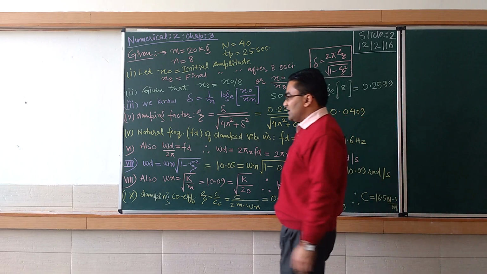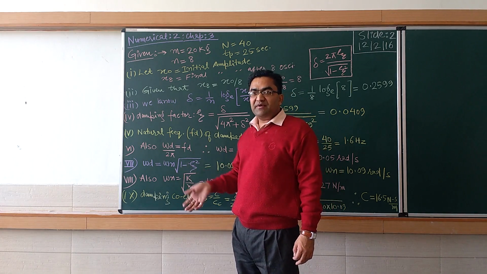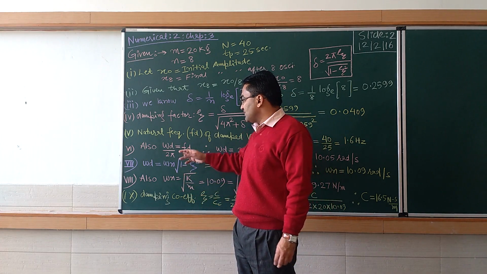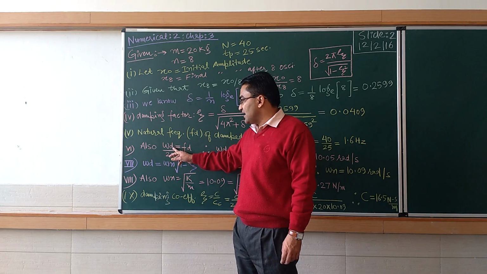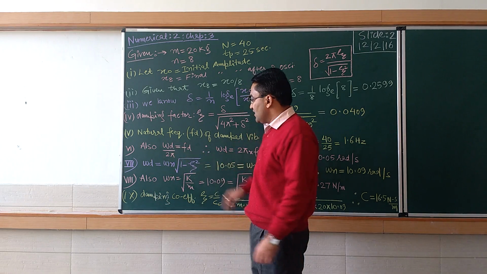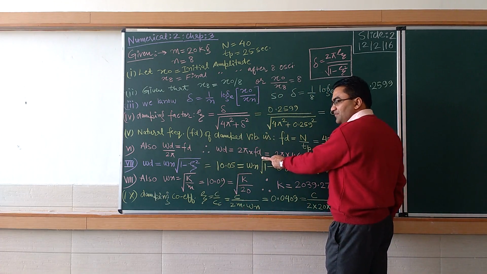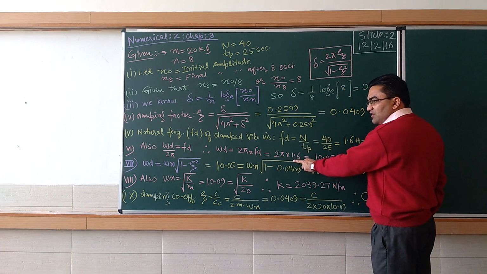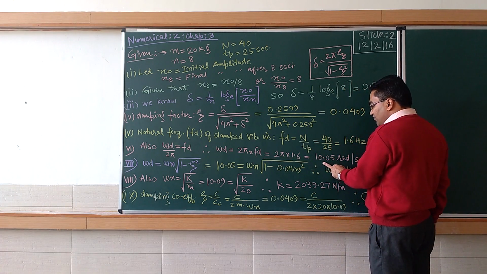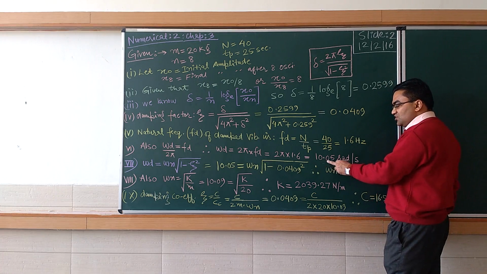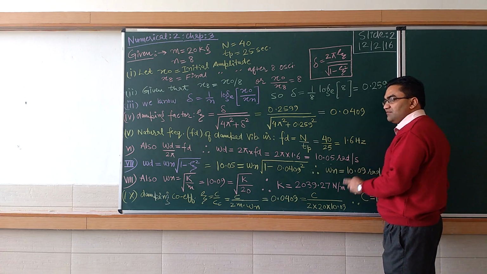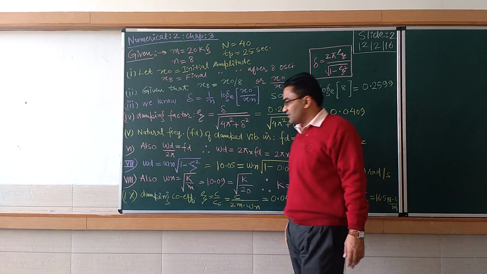If I need to know the damped circular frequency of the system, omega d divided by 2 pi equals fd. I know the value of fd, so omega d will be equal to 2 pi into fd. So 2 pi into 1.6, the value of omega d comes out to be 10.05 radian per second, which is the damped circular frequency.